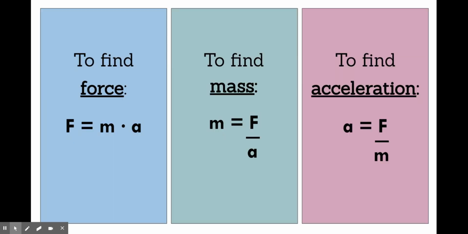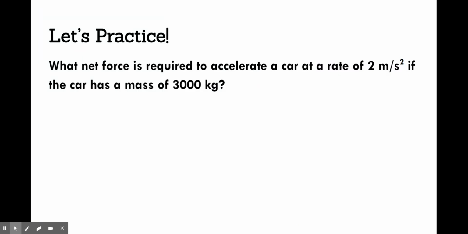That one formula can actually break into 3 depending on what you actually need to find. If you need to find force, you use the one in the blue box. If you need to find mass, you use the one in the middle, m equals F divided by A. And if you need to find acceleration, the formula is A equals F divided by m. So we're going to practice a few just to make sure you know it.